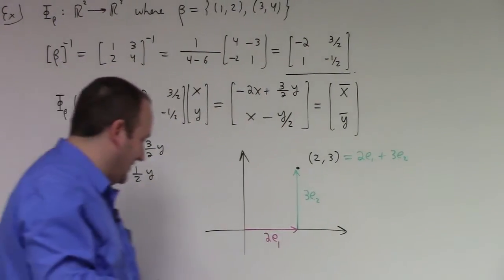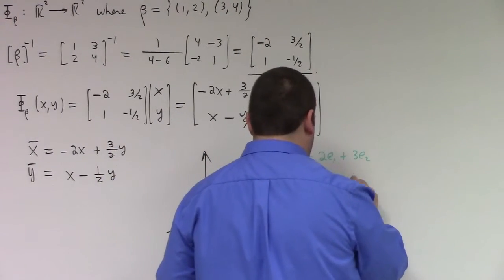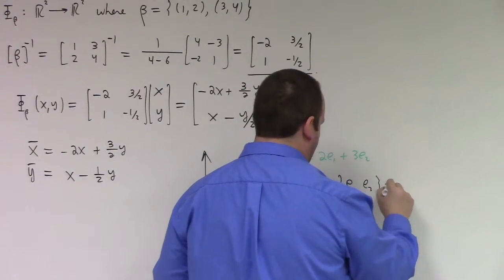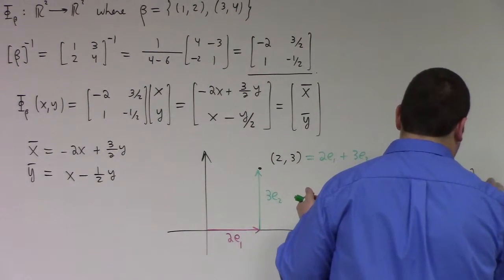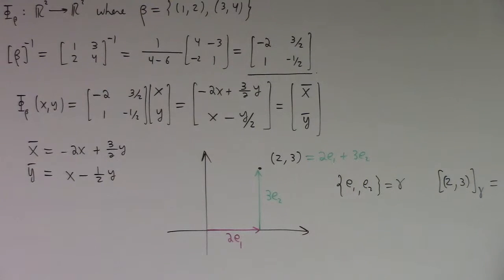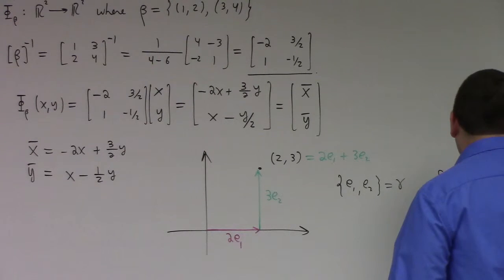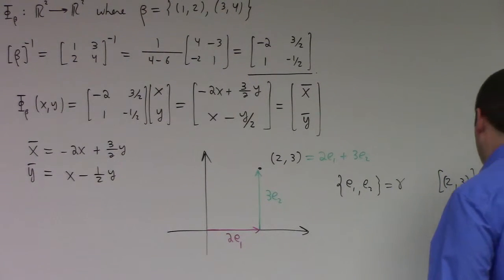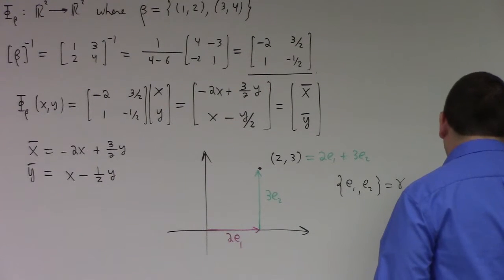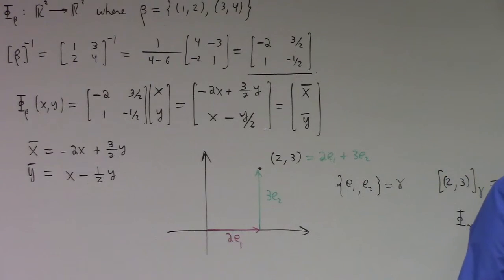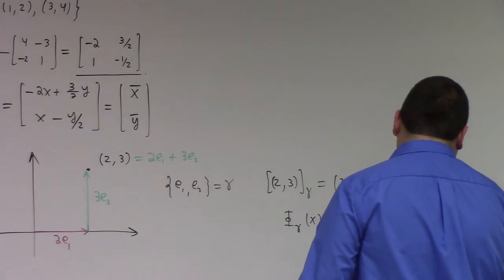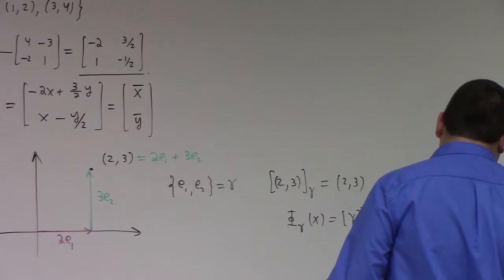Stupid obligatory comment. If gamma is E1, E2, what's the coordinate vector of 2, 3 with respect to the gamma basis? It's 2, 3, yes. And by the way, what's the coordinate mapping? Phi gamma of x is equal to what? Gamma inverse of x, which is what? E1, E2 inverse x, which is, by the way, Ix, which is, by the way, x. Okay.